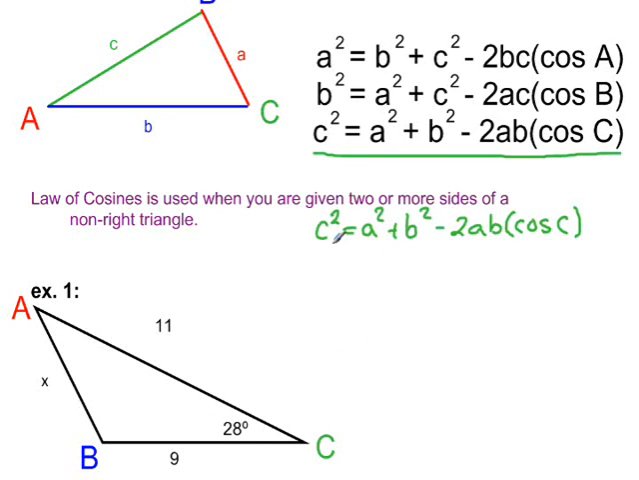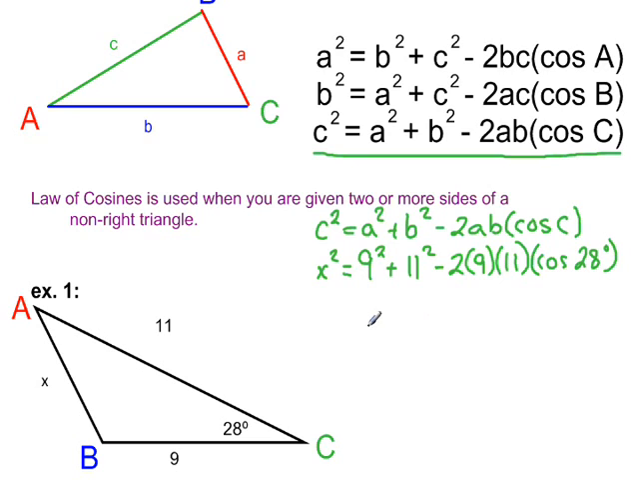Alright, so C here would be our missing side, so that's going to be x. My A, opposite of angle A, is 9. Opposite of angle B is 11. And I have 2 times A is 9, B is 11, and I'm going to multiply that times the cosine of C, which is 28 degrees.